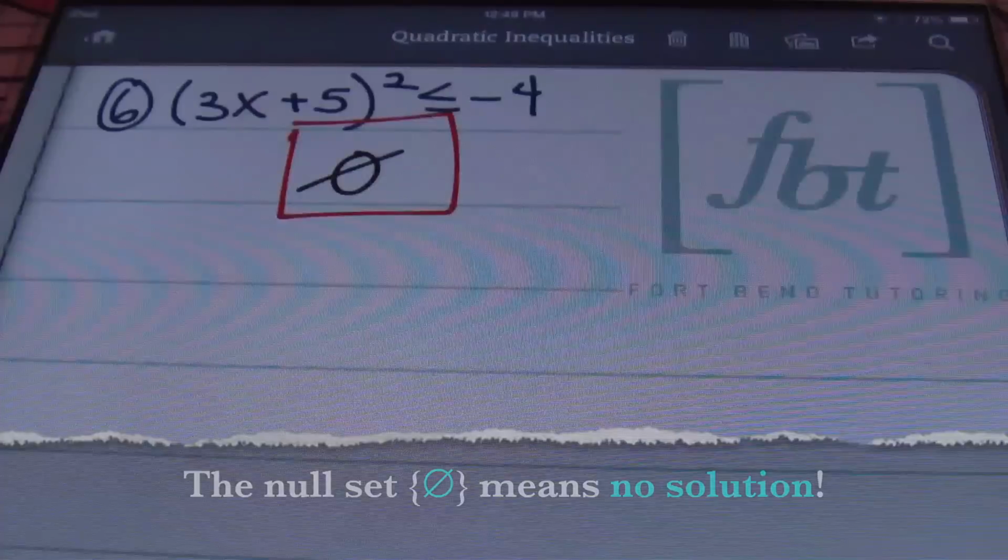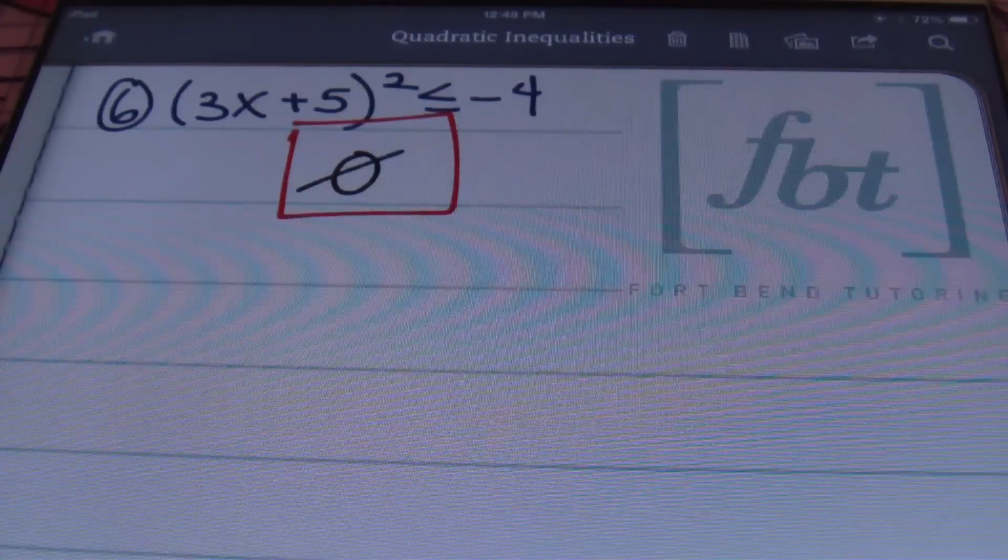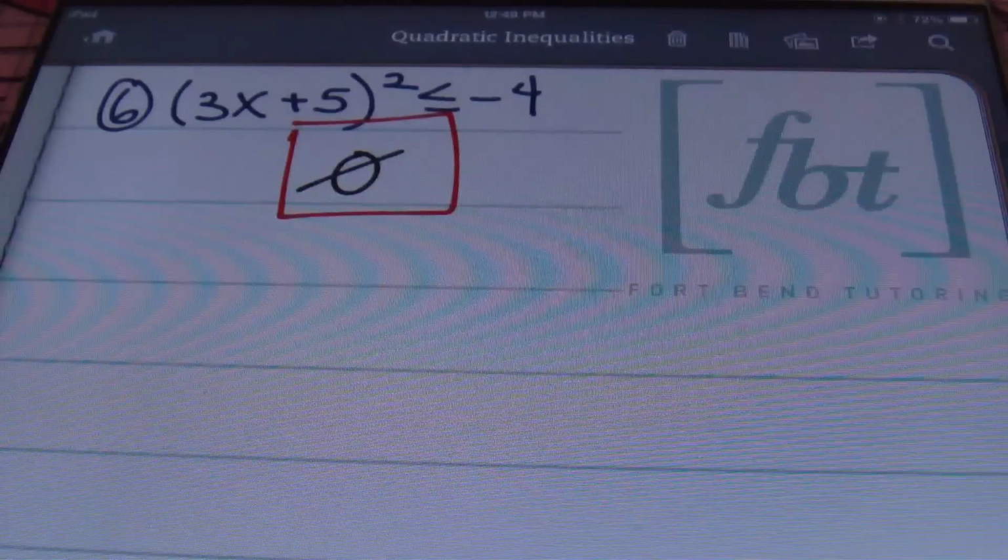So that's it for quadratic inequalities, ladies and gentlemen. You had 6 examples. This is Mr. Witt with Fort Bend Tutoring, FBT.